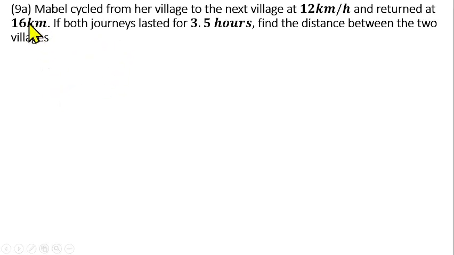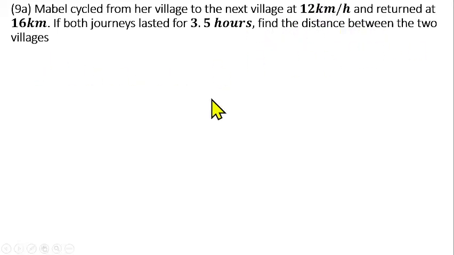Sorry, this is 16 km per hour, not kilometer, please. There's an error here. So this is 16 km per hour. So Mabel cycled from a village to the next village at 12 km per hour and returned at 16 km per hour. If both journeys lasted for 3.5 hours, find the distance between the two villages.